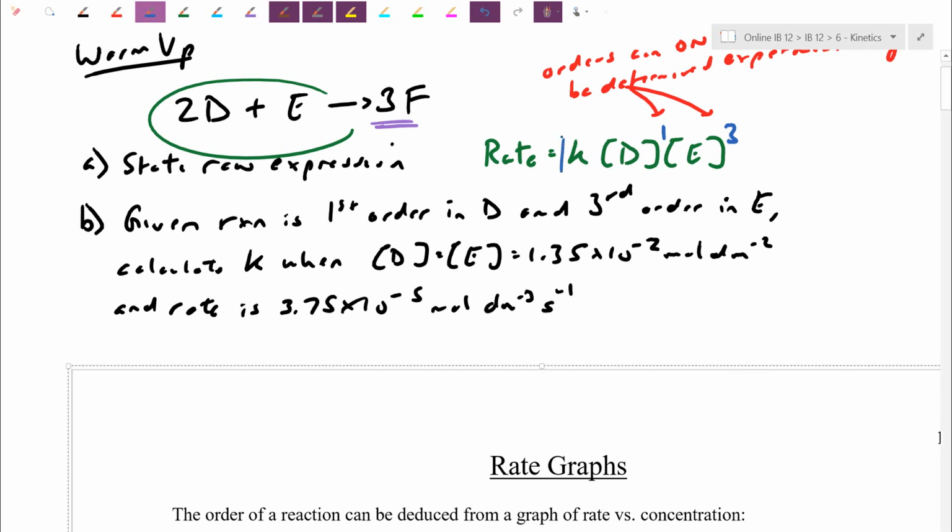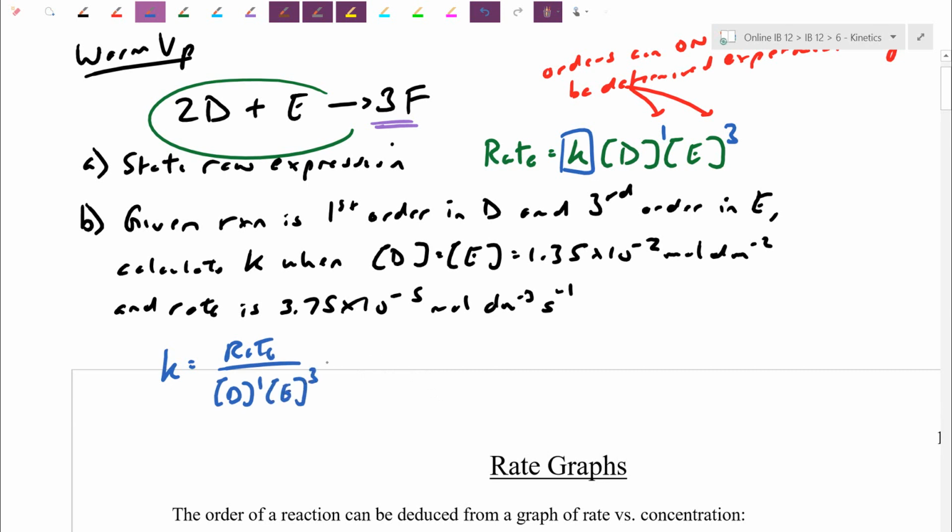So if I'm looking for K in this experiment, I'm going to go, K is equal to the actual rate, the actual speed at this point. I'm going to divide D to the power 1 and E to the power 3. They've given me those numbers there. And this will end up giving you K. Part of the hard part, numerically, is not too hard. Just do the division, plug in the numbers. But part of the hard part is to write the appropriate units. K basically has to have the right units. It can kill off all the units on the concentration and leave you with the right unit for a rate.